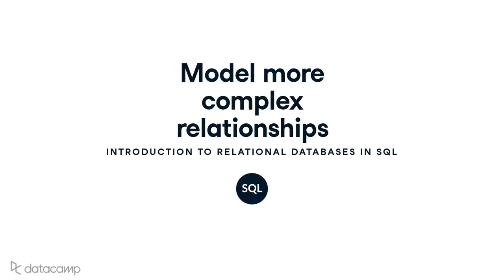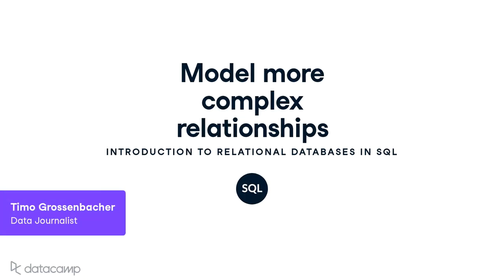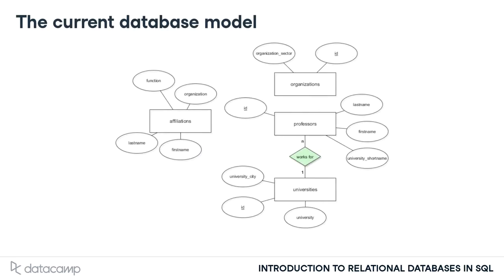In the last few exercises, you made your first steps in modeling and implementing one-to-n relationships. Now it's time to look at more complex relationships between tables. So you've added a one-to-n relationship between professors and universities. Such relationships have to be implemented with one foreign key in the table that has at most one foreign entity associated. In this case, that's the professors table, as professors cannot have more than one university associated.